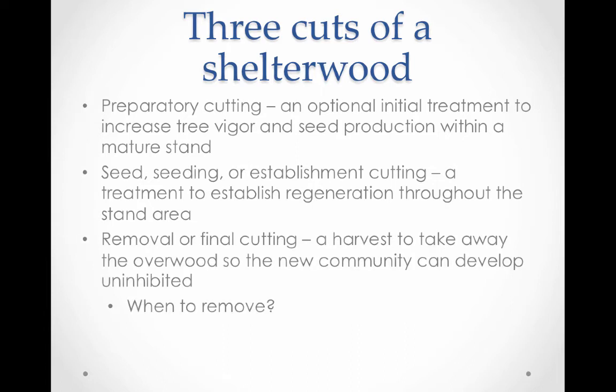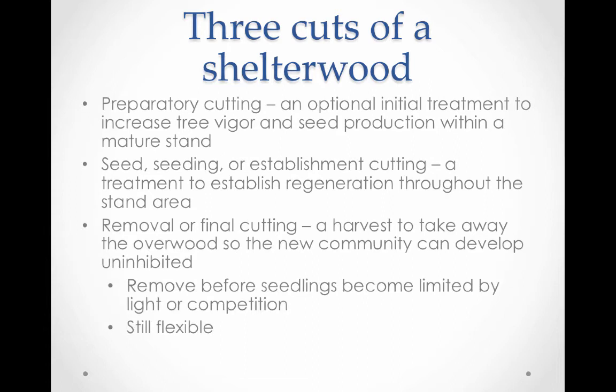And then the final cut is the removal or final cutting. And that's the harvest to take away the overwood, so those remaining trees, so that the new community can develop uninhibited. So when would we want to remove it? Pause for a second and think. So we want to remove this overwood before seedlings become limited by light or competition.